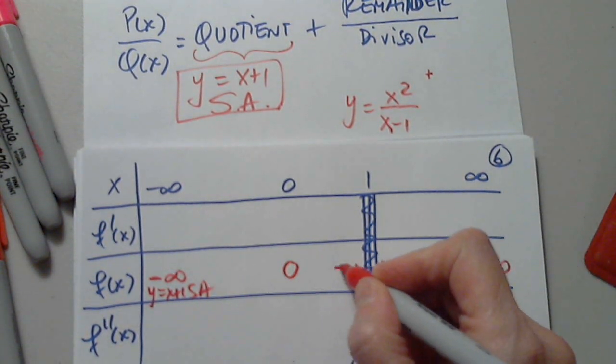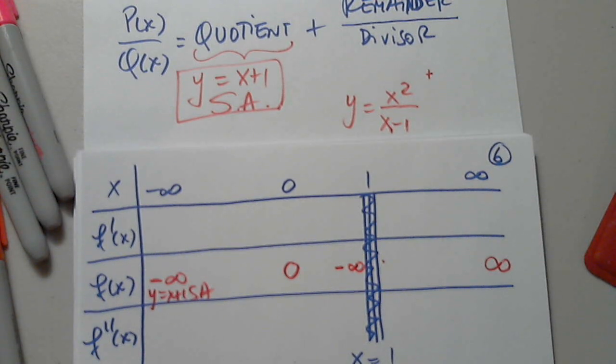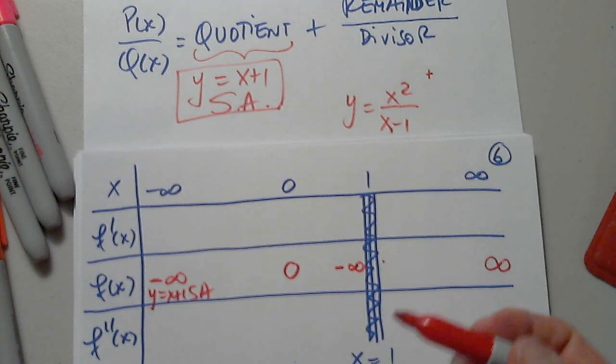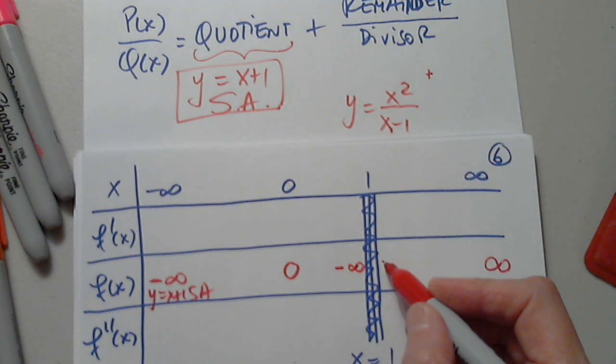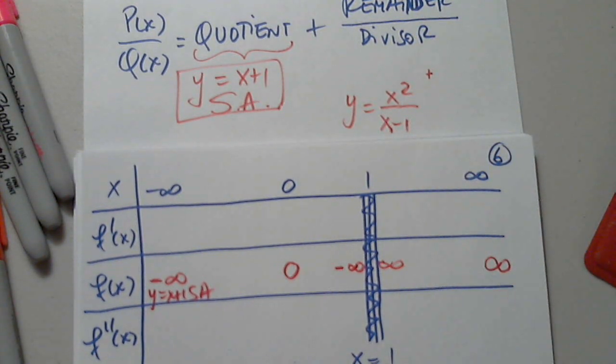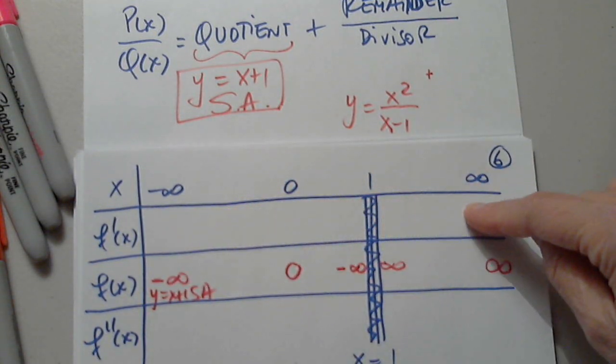Say it again. Negative infinity. Perfect. What about this side with 1.1? That would be infinity. That's it. We're done. Now I'm ready to move on to the first derivative.